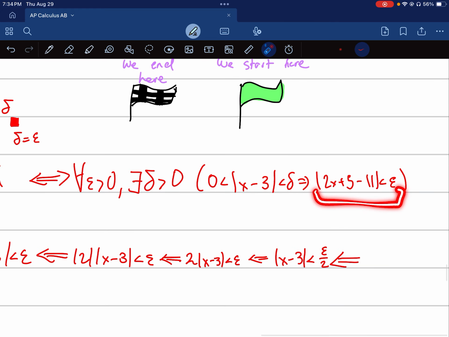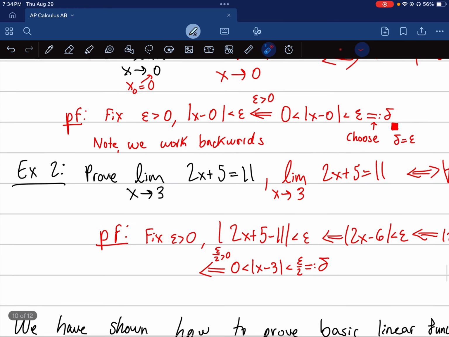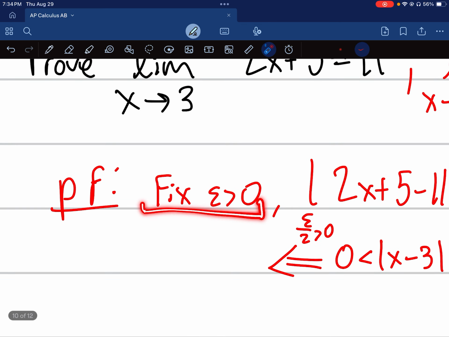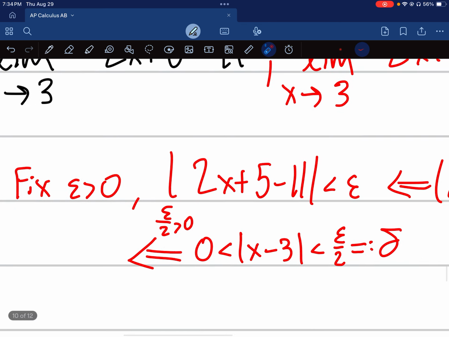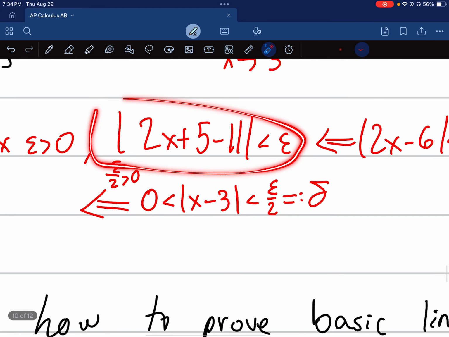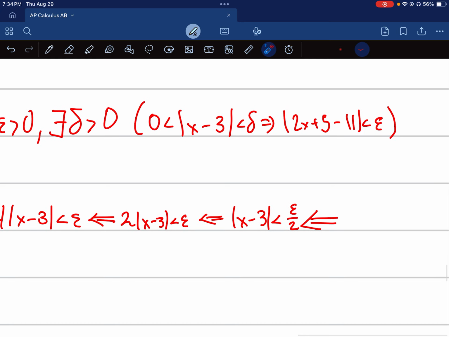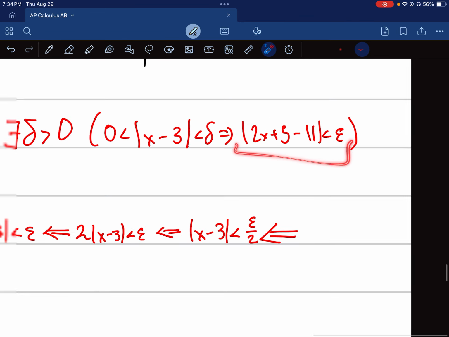Now we start here, so we're going to write PF for proof, where you can just write proof. Fix epsilon greater than 0. Remember, that's the first step. And then we start here. This is our kind of anchor point. And since we're working backwards, it's technically our end, but we're going to write start. We're going to start here.